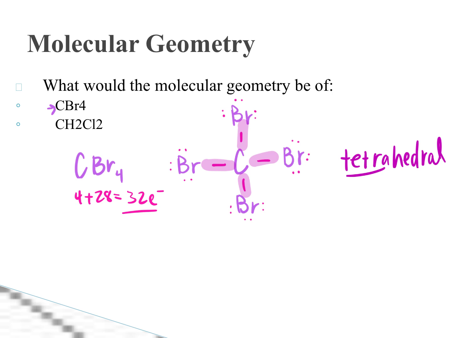Can you make a prediction on the next one? CH2Cl2? It's going to have resonance? No, I don't think it'll have resonance. But can you make a prediction on the shape? CH2Cl2. What do we think? Do you think the shape will also be tetrahedral?